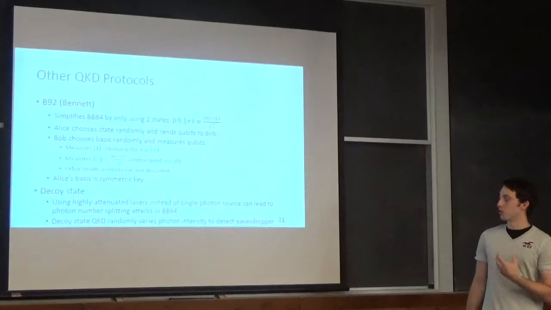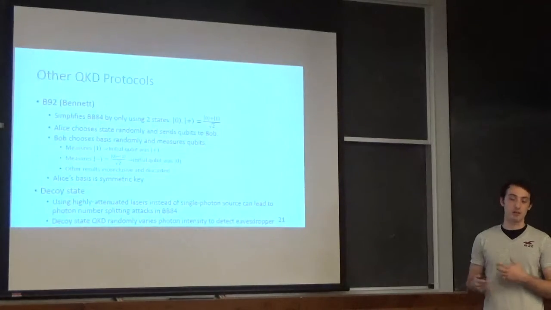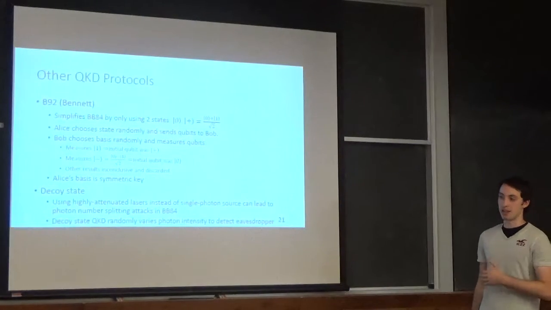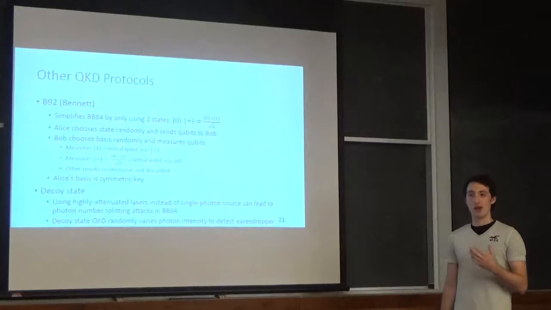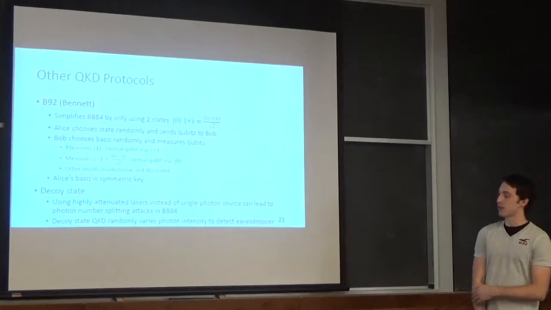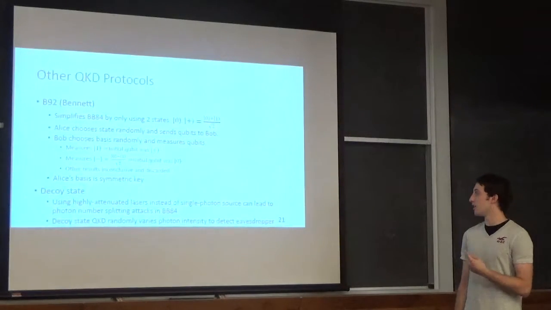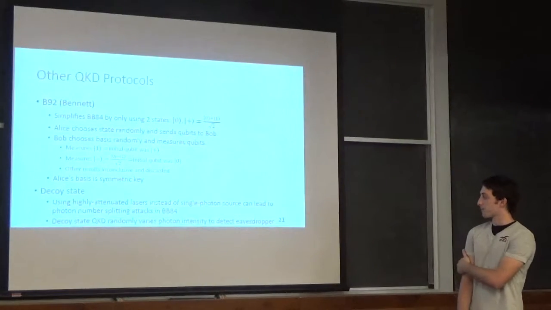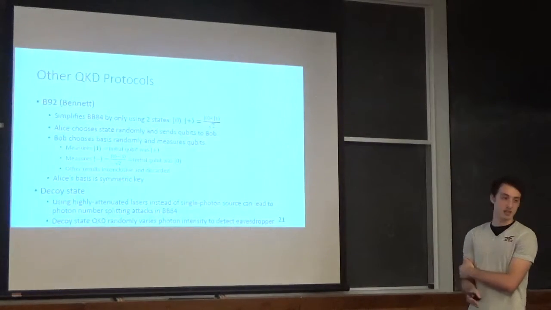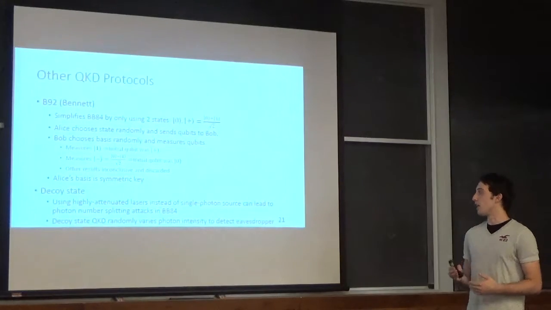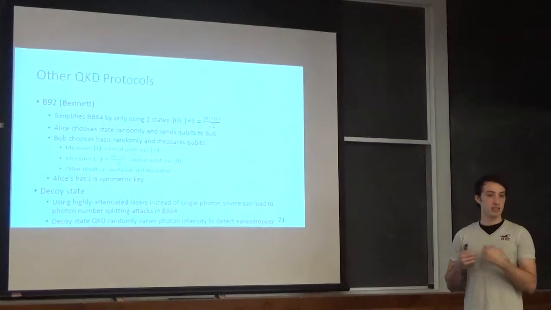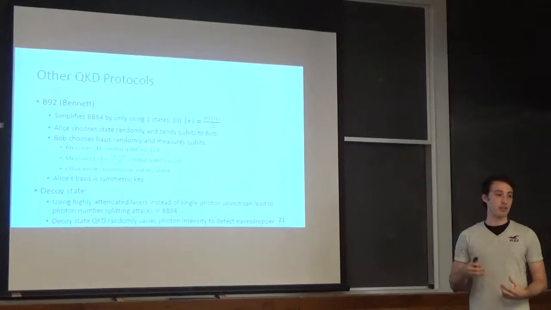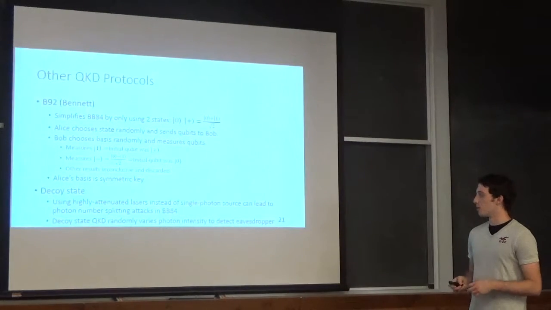There are other QKD protocols that have been invented since then to solve certain issues. One is called B92, which Bennett came up with 8 years later without the help of Brassard, which simplifies it by only using 2 states, the plus state and the 0 state, which are obviously non-orthogonal. The way it works starts out the same as BB84. Alice will choose a state randomly and send qubits to Bob in one of these random states. Bob will again choose a basis randomly and measure.